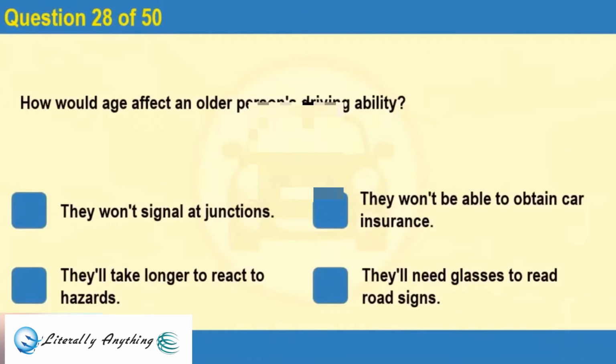How would age affect an older person's driving ability? 1. They won't signal at junctions. 2. They won't be able to obtain car insurance. 3. They'll take longer to react to hazards. 4. They'll need glasses to read road signs.